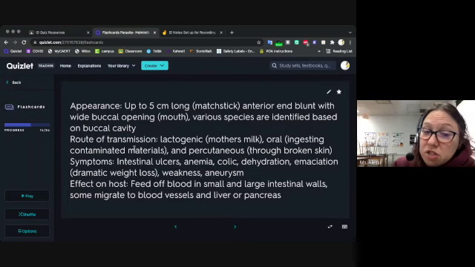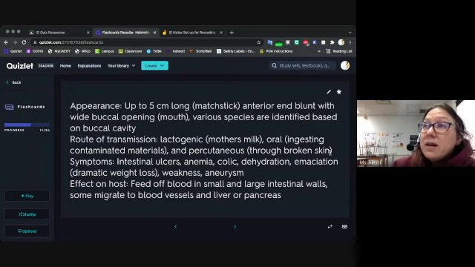The route of transmission is lactogenic, again, from the mother's milk. Oral, so ingesting contaminated materials. This can be soil, this can be water. And we have percutaneous, which is through any opening in the skin. So you might have a cut on your skin, or an animal may, without even knowing it. Maybe a mosquito bit. If there's a mosquito bite, that's open skin, or an open wound.